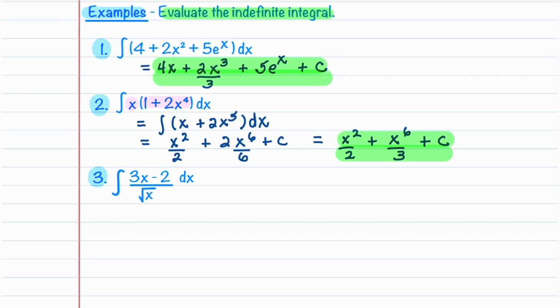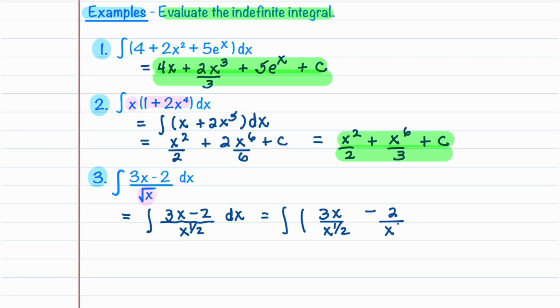Now let's look at our third example. For this one, we are integrating 3x minus 2 all divided by the square root of x. Notice that we have one term in the denominator, and that means that we can divide each term in the numerator by this term. I'm going to start by rewriting the square root of x as x to the 1/2. That'll just make things easier. Now we can go ahead and divide each term in the numerator by x to the 1/2. So this gives us 3x over x to the 1/2 minus 2 over x to the 1/2.